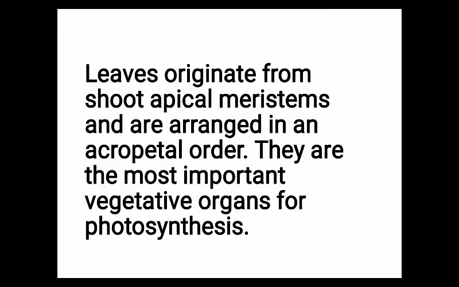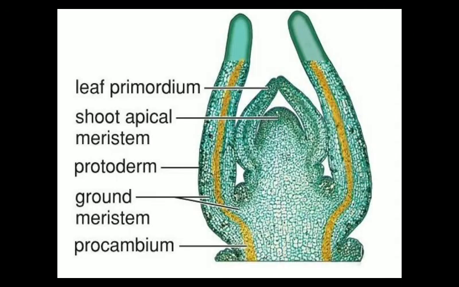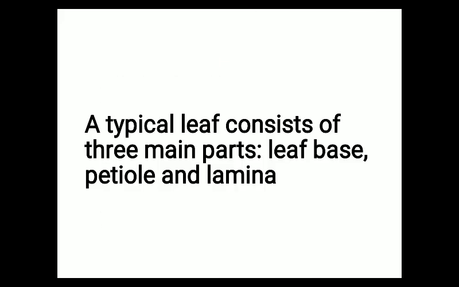Leaves originate from shoot apical meristems and are arranged in an acropetal order, and they are the most important vegetative organs for photosynthesis. Now, a typical leaf consists of three main parts: leaf base, petiole, and lamina. A simple straightforward question will come: what are the different parts of a typical leaf? A typical leaf consists of three different parts. The first one is the leaf base, the second one is the petiole, and the third one is the lamina. These three are the parts of a typical leaf.